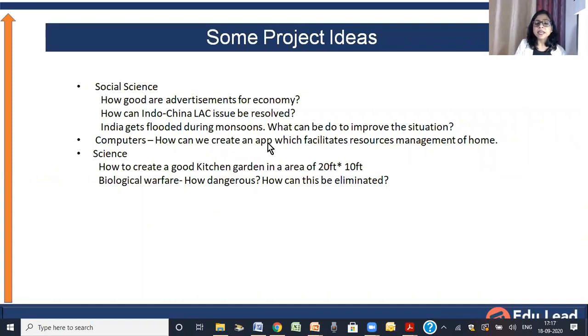For computers, it could be how can we create an app which facilitates resource management of the home? Whatever resources are needed in the home on an everyday basis, every month, how can we create an app so that it becomes easy for us to manage them? For science, it could be how to create a good kitchen garden in an area of 20 feet by 10 feet. Again, you think about what research is needed, what questions are there, and so much of science is included in this. Mathematics as well.